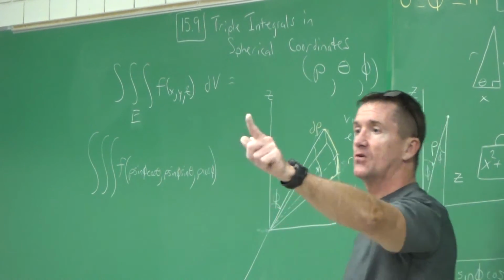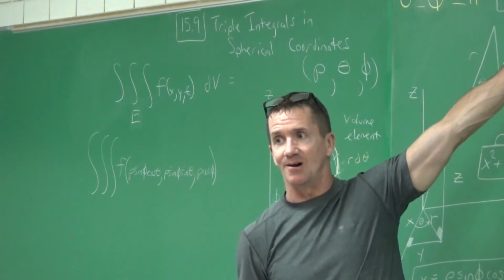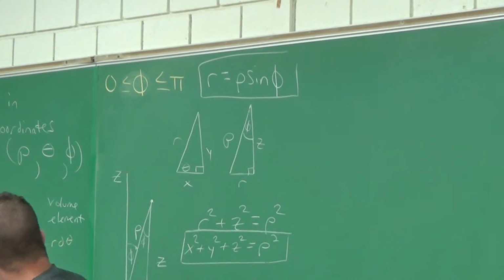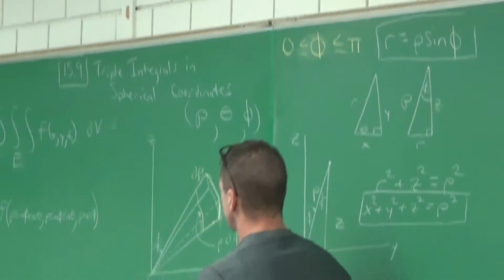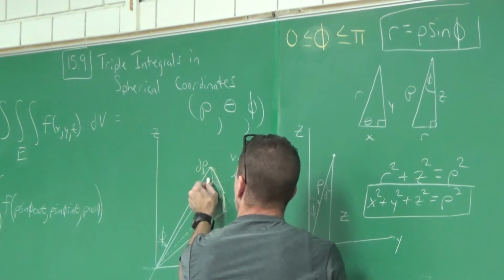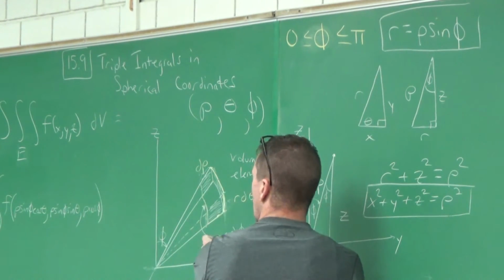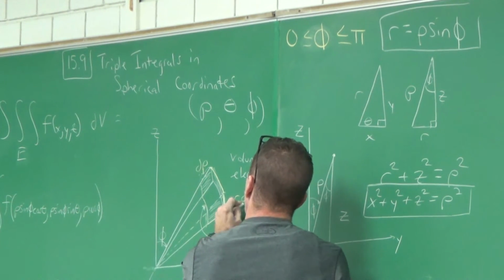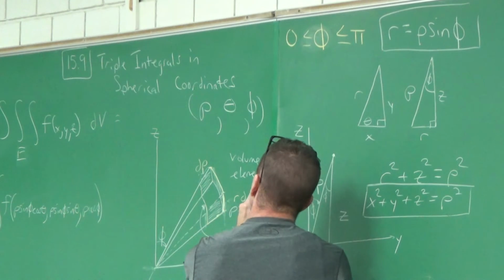What can I substitute for r again? What can I put in place of the r? Rho sine phi. That's that little dimension there. So see, it's like a little three-dimensional object there. It's got this side, and this side. Well, d rho d phi, but the r d theta is now rho sine phi d theta.